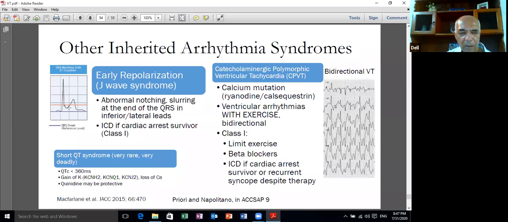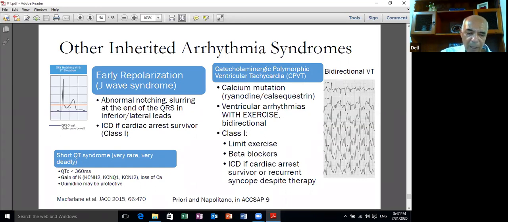And the last syndrome that I want to talk to you about, it's very rare, the short QT interval. You consider the QTc short if it's less than 360 milliseconds. It's due to gain of function of many of the potassium channels, and quinidine might be protective under these circumstances.